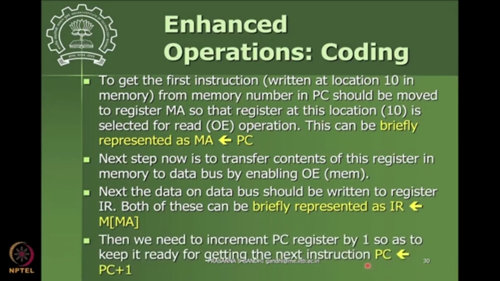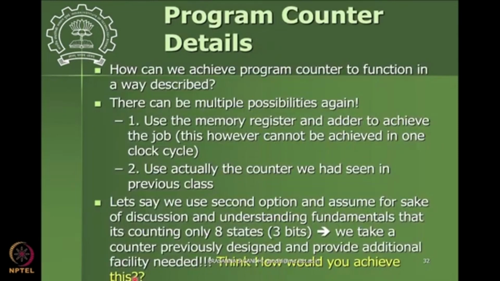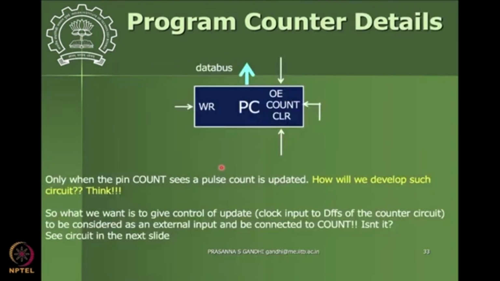And then PC is incremented. So the program counter needs to get incremented. Briefly, we write these commands. Now we don't worry about how this will actually happen. Let us skip through this part, how the program counter functions to do the things that are described. Let us not worry about this part here.